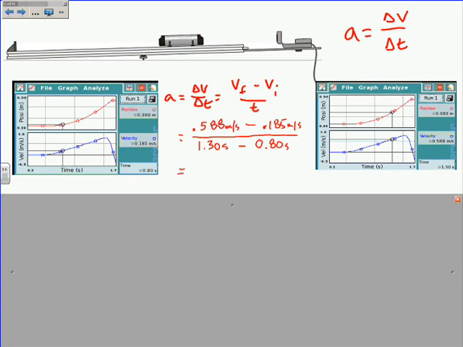I run all of that through my calculator, off camera so you don't see me doing that: 0.588 minus 0.185 divided by 1.30 minus 0.80. Apparently I typed in something wrong. How do I know I typed in something wrong? I got a negative time value. And hopefully we remember that that can't happen.